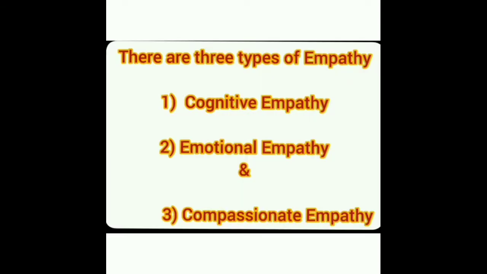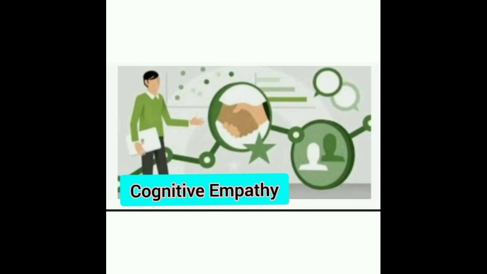Now, let us know the types of empathy. There are three types of empathy: cognitive empathy, emotional empathy, and compassionate empathy. The first one, cognitive empathy, involves thinking more than feeling. Cognitive empathy means putting yourself in someone's shoes. For example, when you talk to a friend about something that is bothering you and feel understood by that person, it's often because your friend was using cognitive empathy.